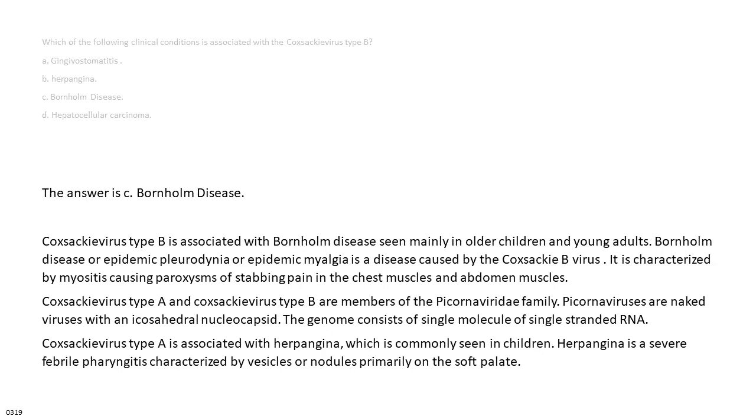Coxsackie virus type A and Coxsackie virus type B are members of the Picornaviridae family. Picornaviruses are naked viruses with an icosahedral nucleocapsid. The genome consists of single molecule of single-stranded RNA. Coxsackie virus type A is associated with herpangina, which is commonly seen in children. Herpangina is a severe febrile pharyngitis characterized by vesicles or nodules primarily on the soft palate.